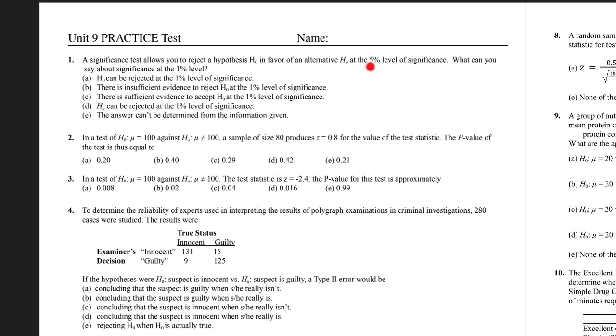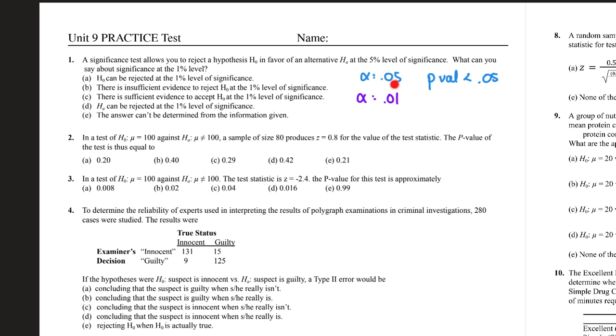Well, in order to reject at 5%, that's an alpha of 0.05, your p-value would have to be less than that. So, for instance, a p-value of 0.04, we would reject our null hypothesis, right? But if we had a p-value of 0.001, we would also reject our null hypothesis. Now it's saying, what if you change your alpha level to 0.01?